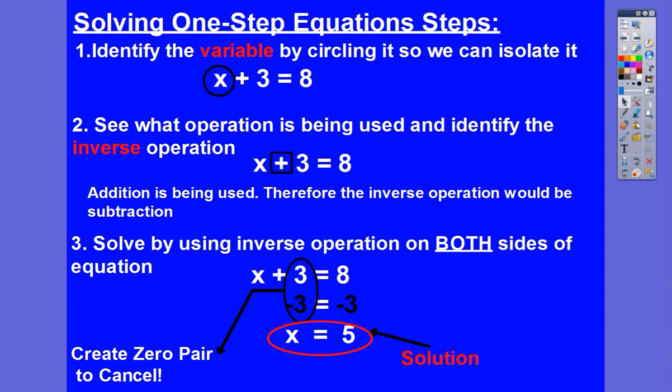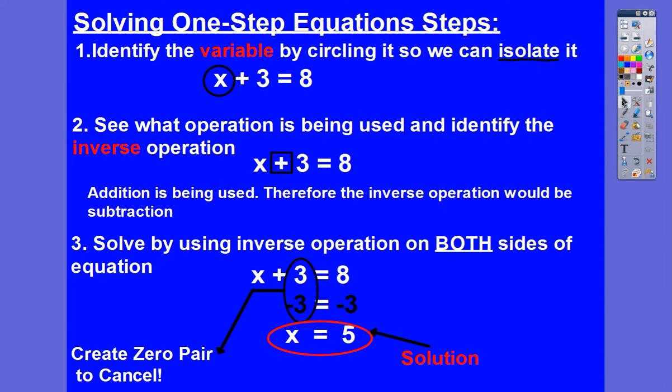There's always going to be a variable, and we're wanting them to circle it so that they can isolate it. And we need to talk about this word isolate because a lot of our students are not familiar with it. So they need to understand that to isolate means to get it by itself.